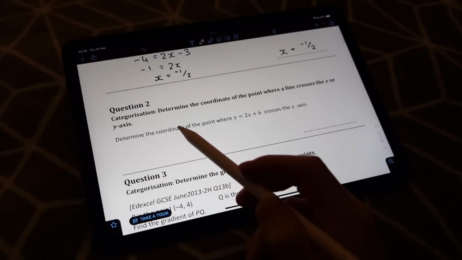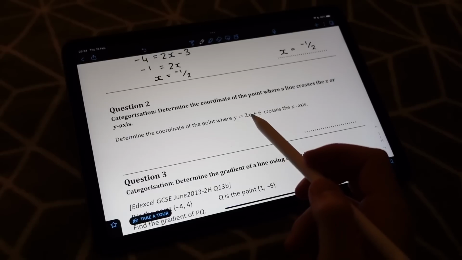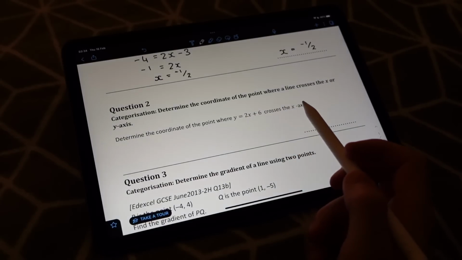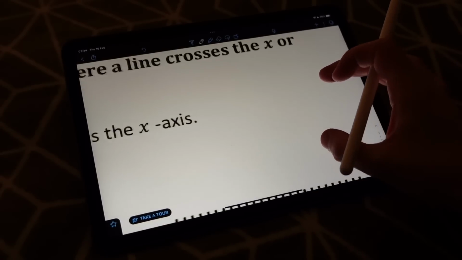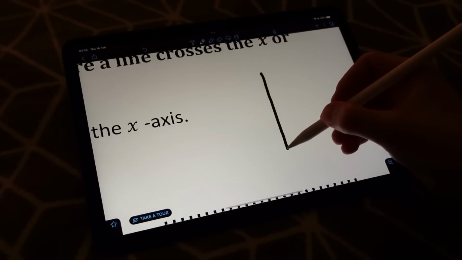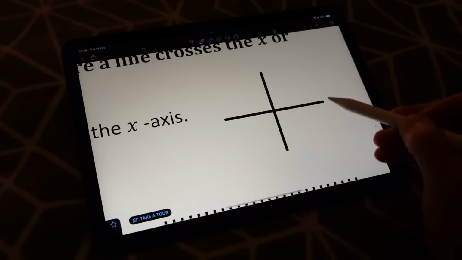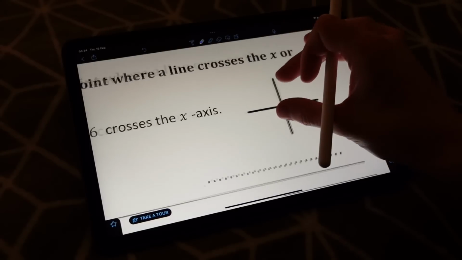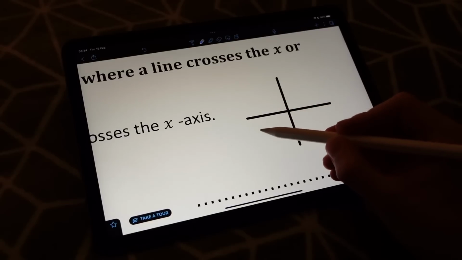So determine the coordinate of the point where y equals 2x plus 6 crosses the x-axis. Now, if you can imagine, we have some sort of graph that looks like this. And we have a line. I don't know what this line looks like yet. Okay, so it's got a positive gradient, so it may look something like this.